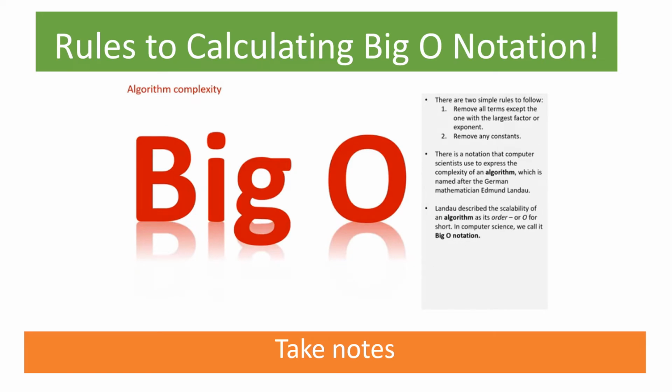So here are our rules for calculating big O notation. Add these to your notes in a different colour or underline them, as these are key. The 2 rules we have to follow is remove all the terms except for the one with the largest factor or exponent. Then remove any constants. There was a notation that computer science uses to express the complexity of an algorithm, which is named after this German mathematician Edmund Landau. This is the big O notation, and this is what he described.